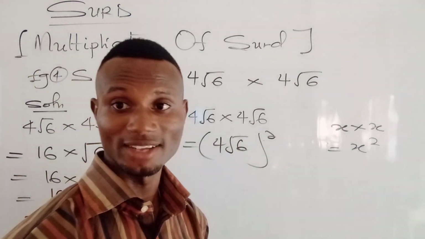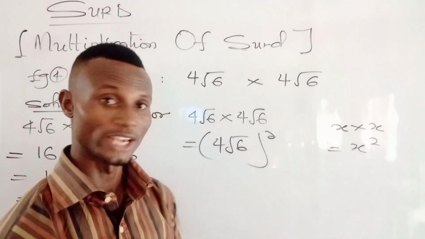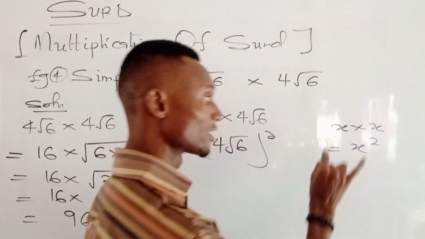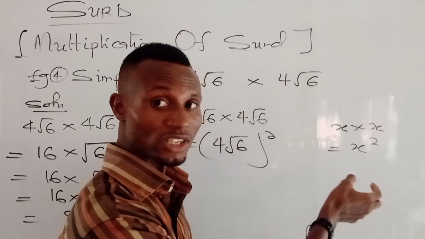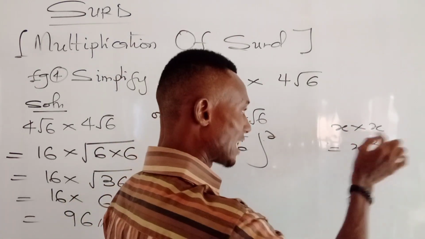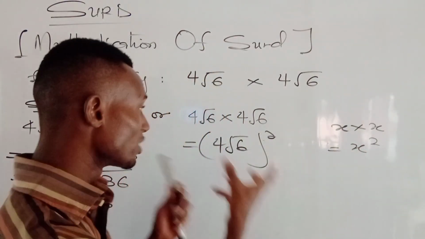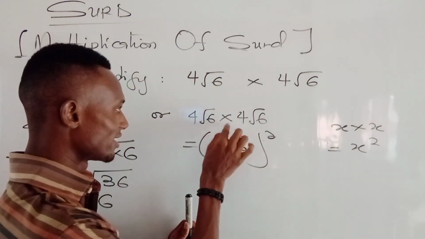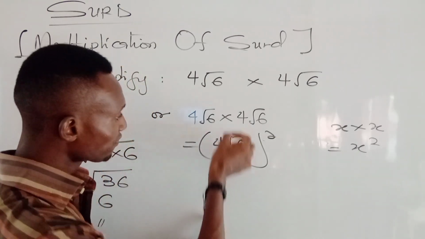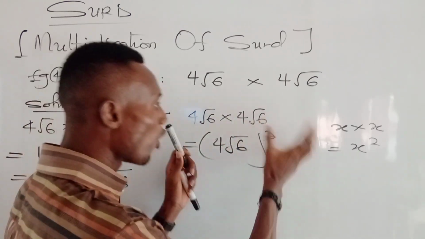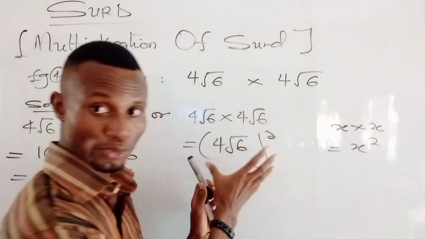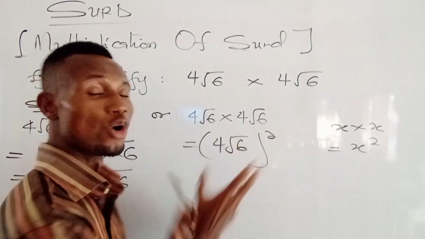Nothing difficult about it. Let me go over one more time. Under the multiplication of algebraic expressions, we learned that when we have like terms multiplying, in this case s times s, they are like terms, so s times s gives s squared. In the same way, we have 4 root 6 times 4 root 6 and they are like terms, so it's going to give me 4 root 6 all squared.